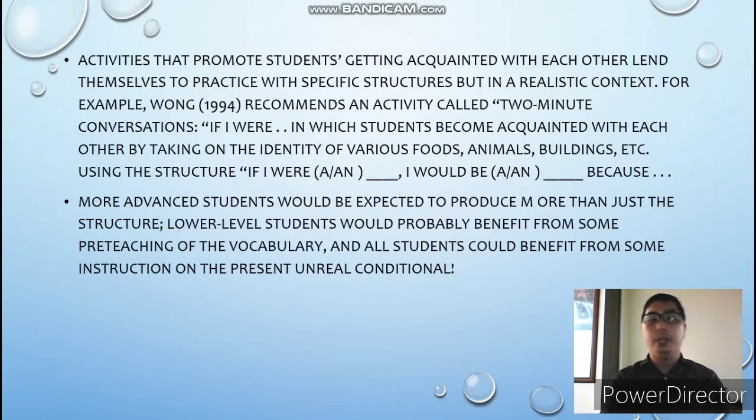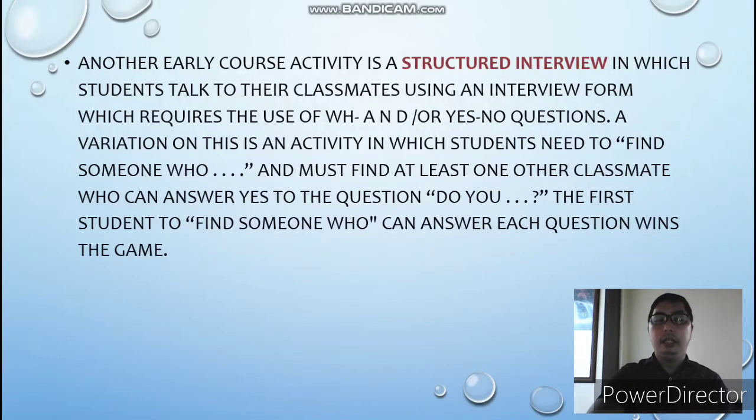More advanced students would be expected to produce more than just the structure. Lower level students would probably benefit from some pre-teaching of the vocabulary. So it depends upon the level of your students. Sometimes you can still provide lessons on vocabulary if they are not yet available, especially for EFL learners. And all students could benefit from some instruction on the present and real conditional.